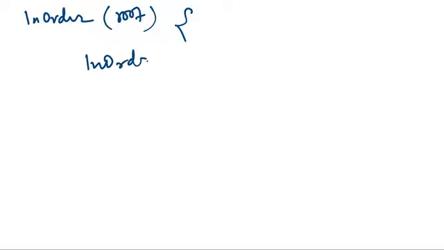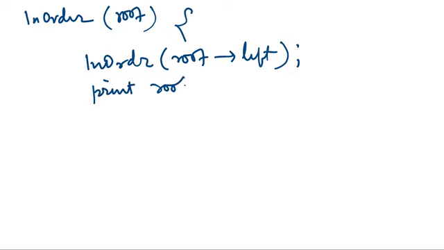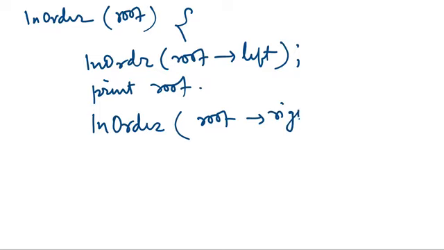So let's first see what's the algorithm for in order. So in order is that we provide the root node. So we do in order of root's left, then print root, and then do in order of root's right.